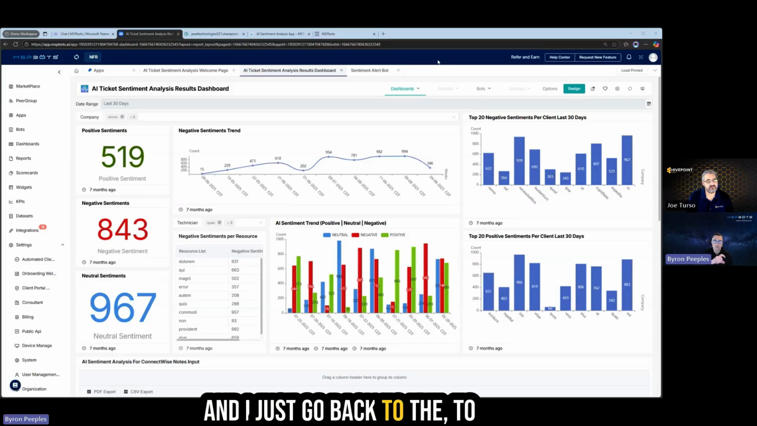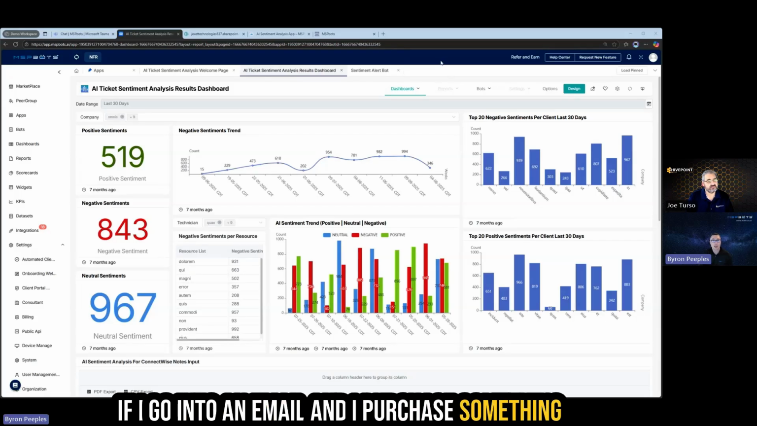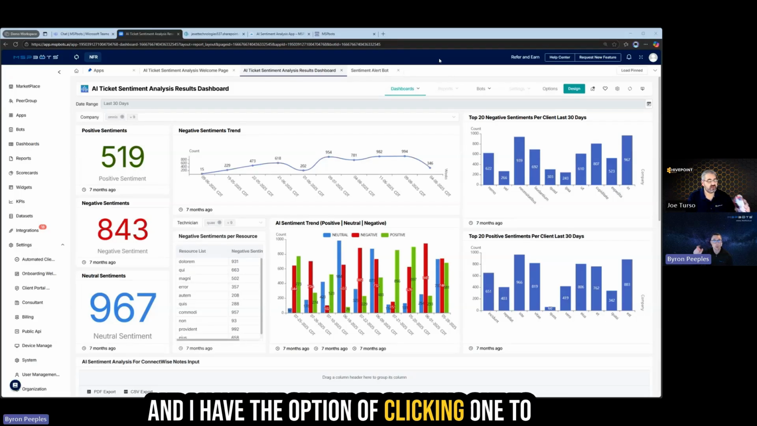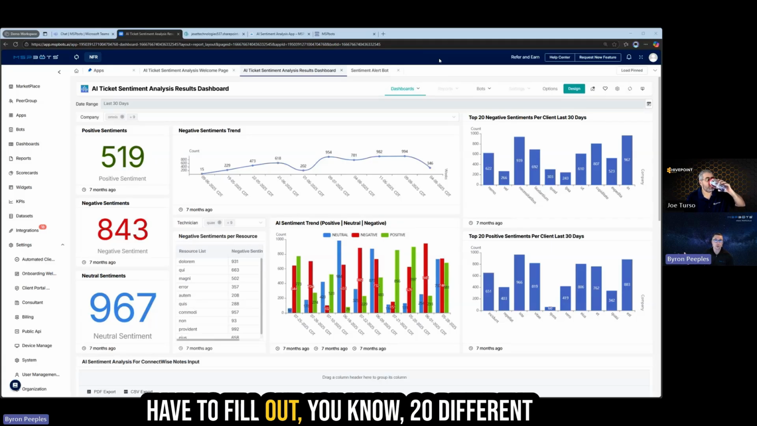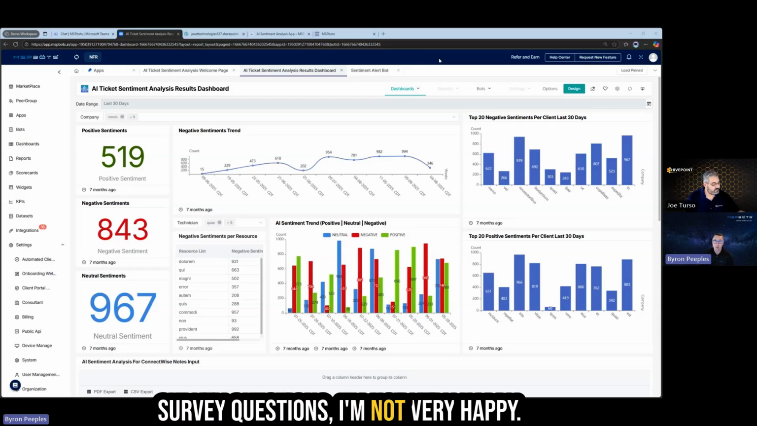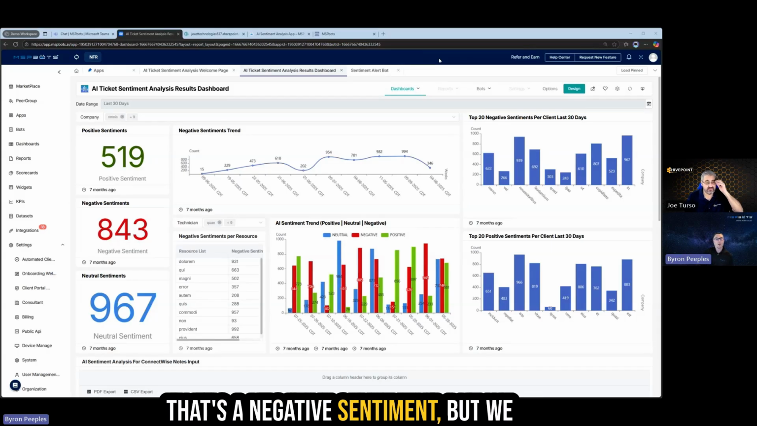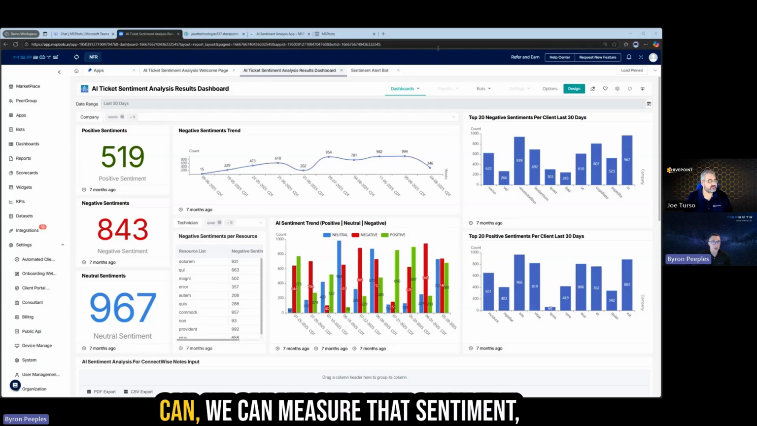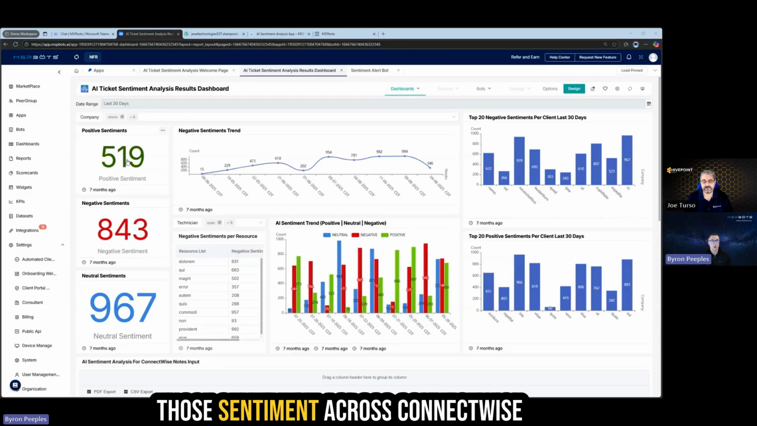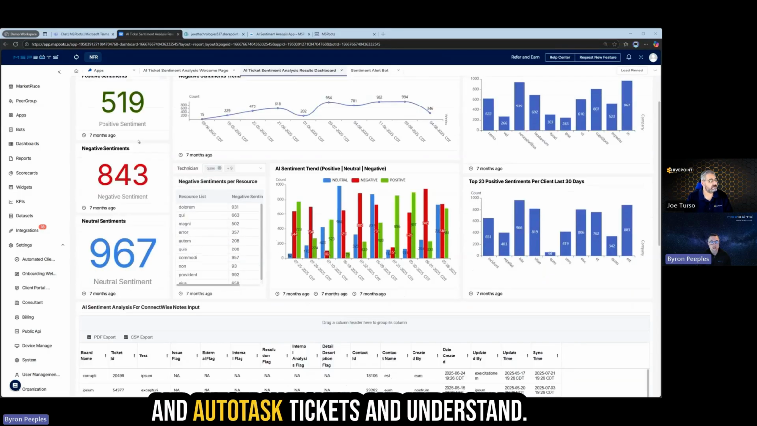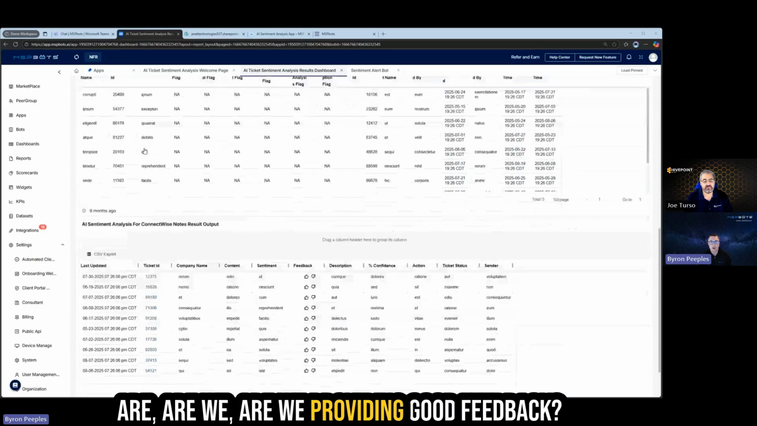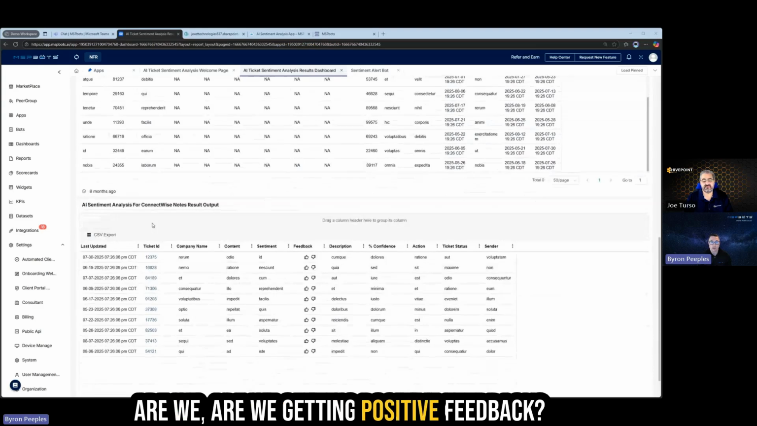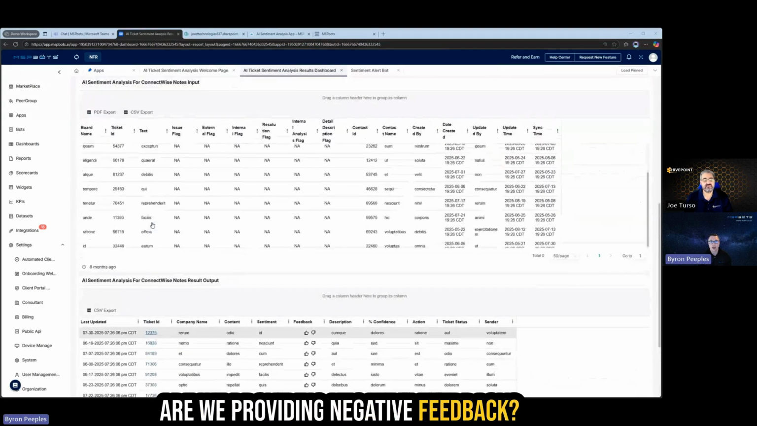And I just go back to my experience with surveys. If I go into an email and I purchase something and I have the option of clicking 1 to 5 stars, I click 5 stars and then I have to fill out 20 different survey questions. I'm not very happy. That's a negative sentiment. But we can measure that sentiment across ConnectWise and Autotask tickets and understand: are we providing good feedback? Are we getting positive feedback? Are we providing negative feedback?